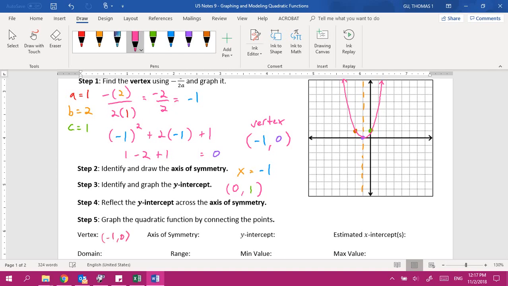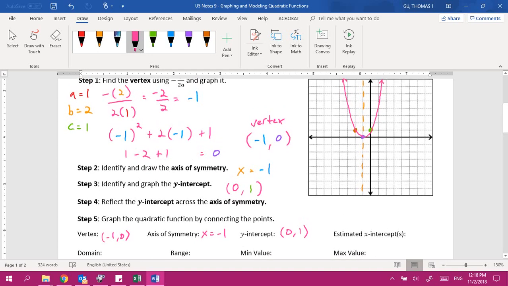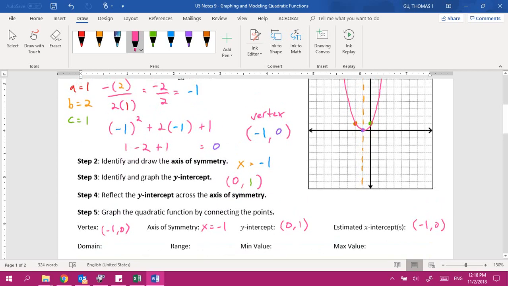What's the axis of symmetry? X equals negative 1. What's the y-intercept? 0, 1. And then the next ones we didn't find yet, so we've got to find them. So what is the x-intercept here? Negative 1, 0, right. That is the point that touches the x-axis, right? Where the y is 0, that's the x-intercept.